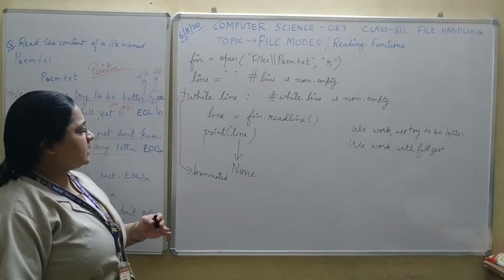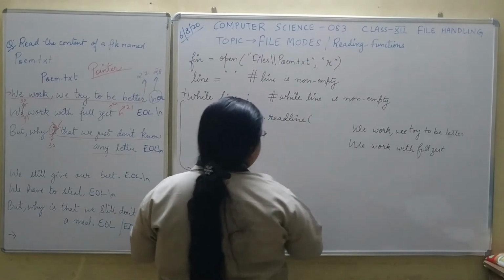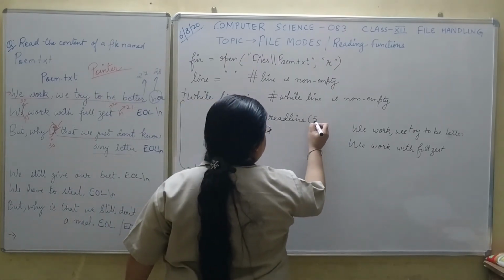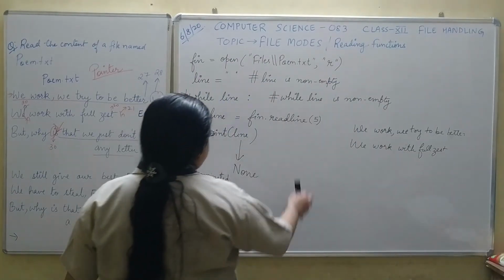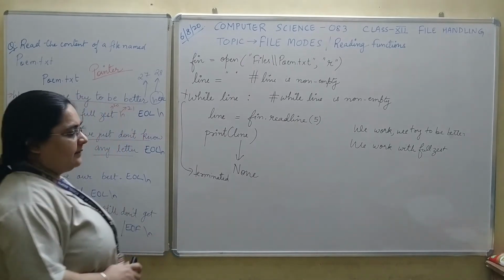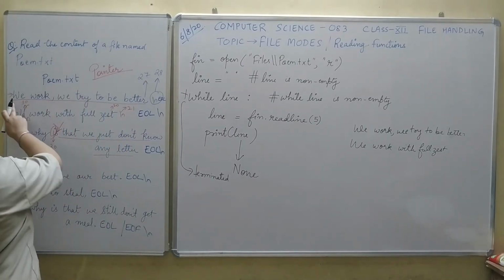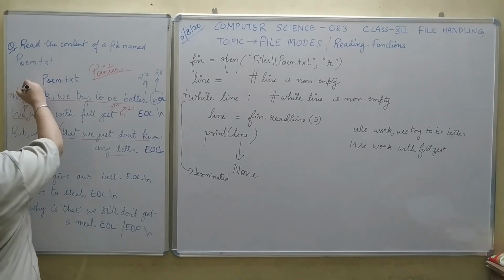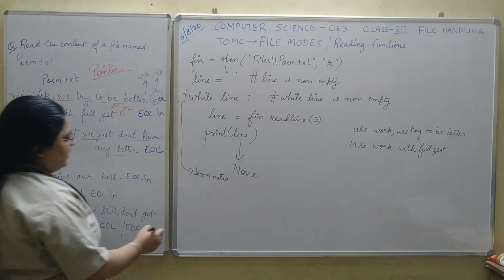In the readline function, there is one more thing. If you provide the number of characters, suppose I provide 5, there is a catch here. If I write readline(5), what will happen? It will first read the first 5 characters: 1, 2, 3, 4, 5. That is still this much.